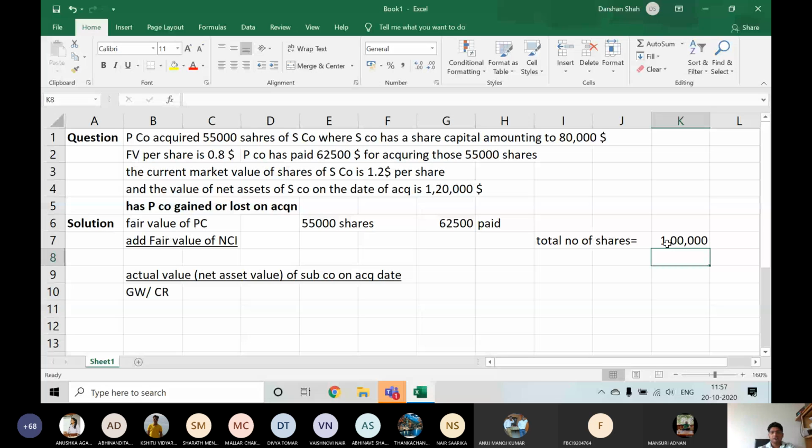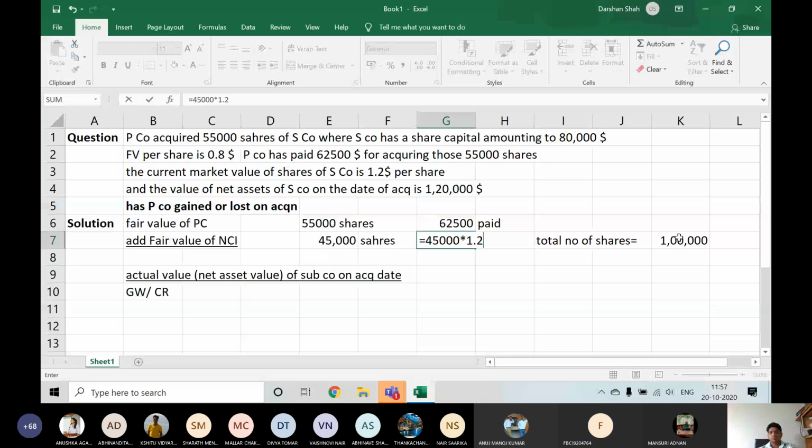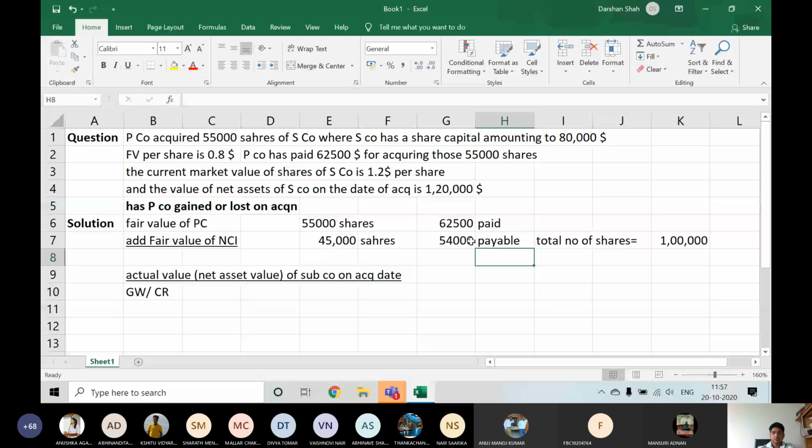We'll take it at fair value. Fair value means market value. Market value is 1.2. So 54,000 is payable. Correct. So the total amount will be 62,500 plus 54,000, which is 116,500. 116,500 is payable. Okay, but the actual value of the company was 1,20,000.